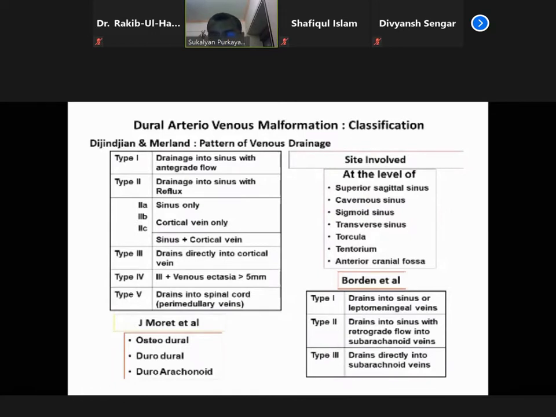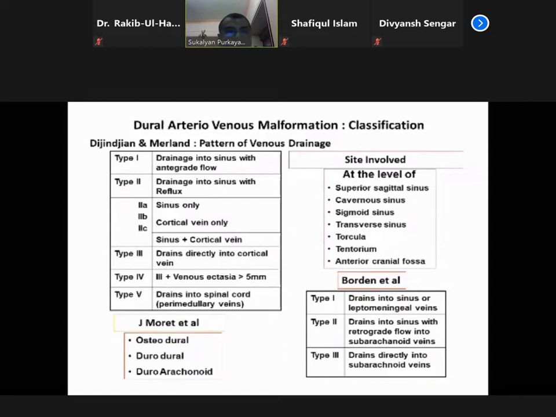Type 2 directly drains into the sinus, but because of the very high pressure in the affected sinus, there is retrograde flow into the opposite sinus. If one transverse sinus is affected, it can drain into the opposite transverse sinus, or it can go into the deeper systems like the straight sinus or the superior sagittal sinus. And type 3 is when there is a direct connection between the dural artery, which may be from the external, internal, or vertebral, and the subarachnoid veins. So we call it type 3.